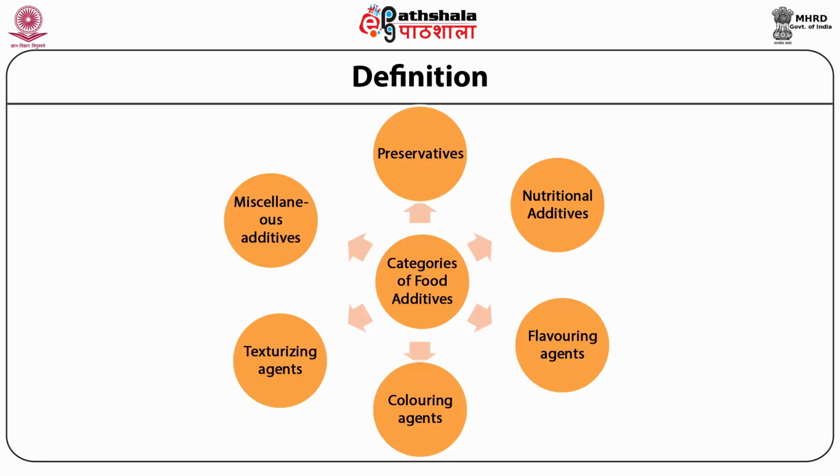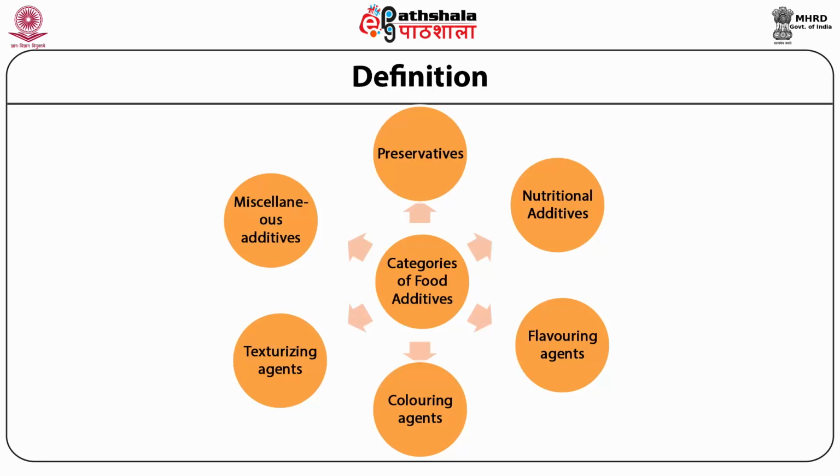Then we have coloring agents. Again, coloring agents don't have any taste, but they increase the aesthetic value of the food. The color gives a vision and the preference for that food increases. A very interesting category is texturizing agents. We all know stabilizers and emulsifiers. For example, ice creams without stabilizers can never be a success.